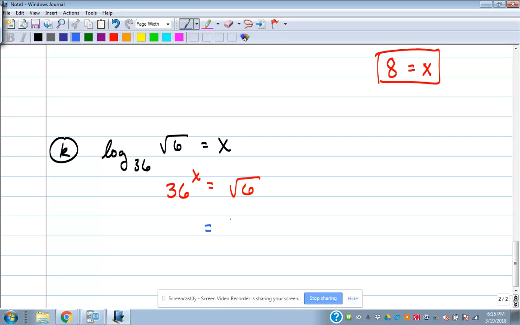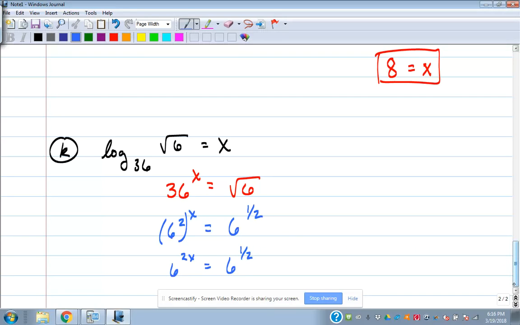Square root could be written as an exponent. How? 1 over 2. 6 to the 1/2, right? Can 36 be written as 6 to a power? It's 6 squared. So that's really 6 to the 2x equals 6 to the 1/2.